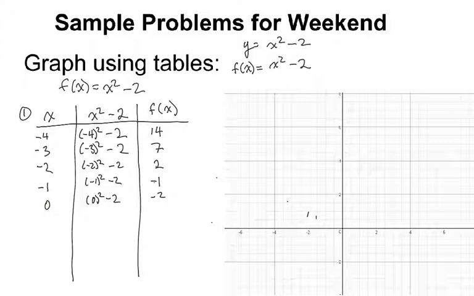So let's continue a little bit farther. We choose x is 1 and we plug into our equation. 1 squared minus 2 gives us -1. And then 2 squared minus 2 gives us 2. And then 3 squared minus 2 gives us 7.